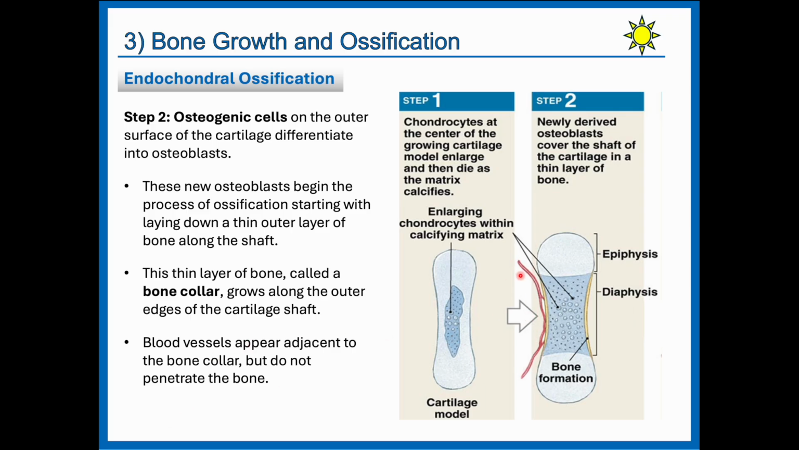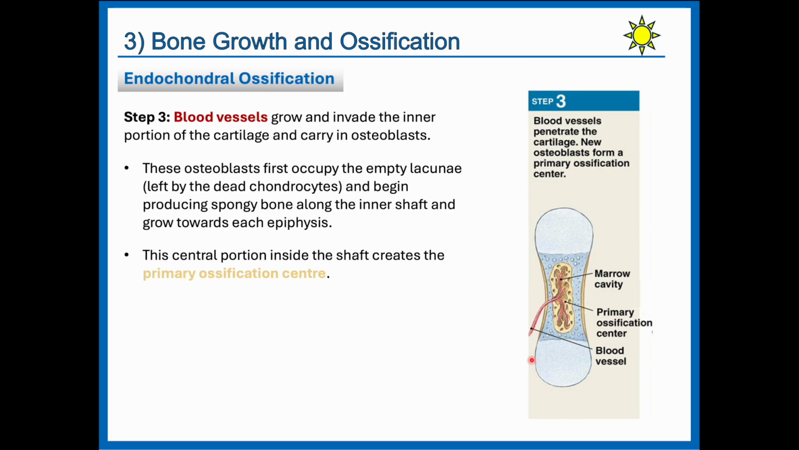Blood vessels start to appear adjacent to the bone collar, but they don't penetrate into the bone yet, okay? Step 3, though, blood vessels start to grow and they invade.